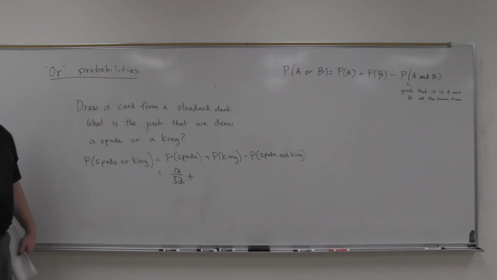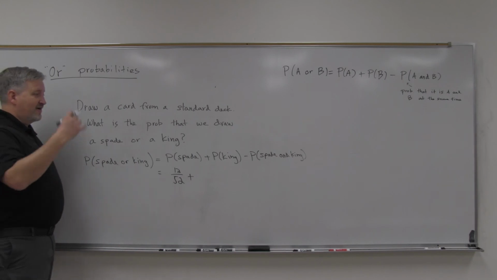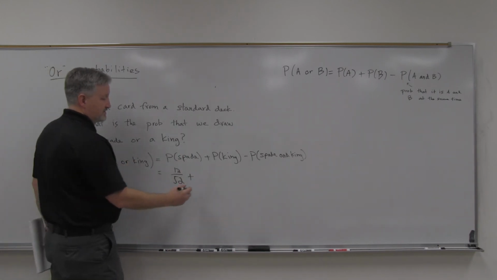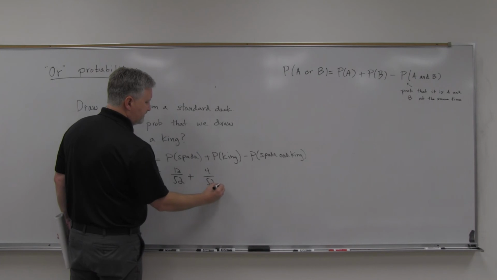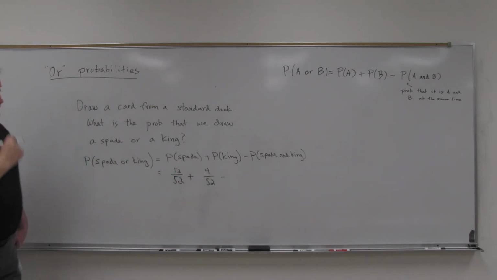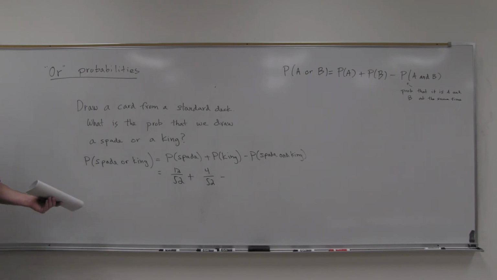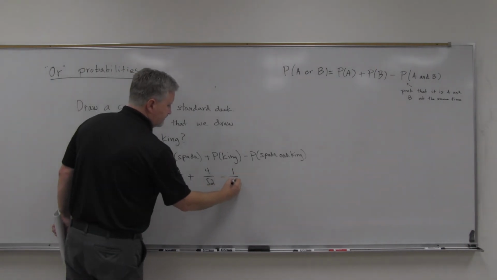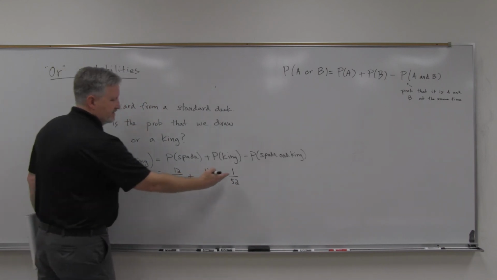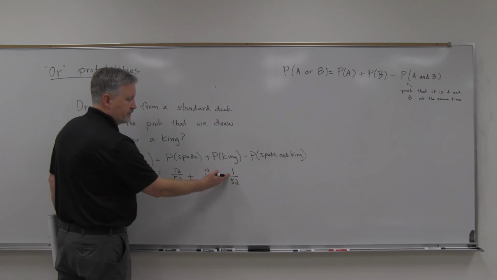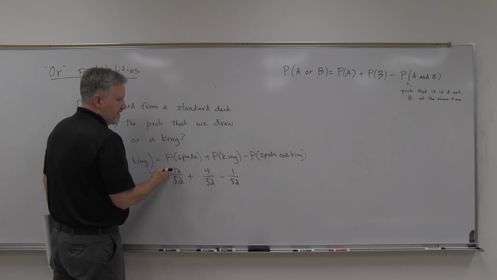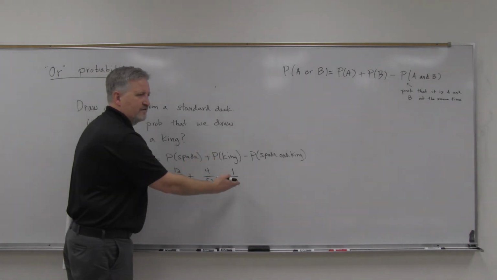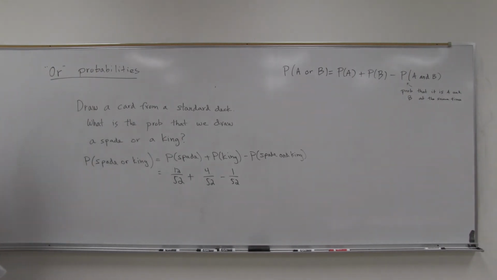Kings, well, there's 1 king in each suit, so you've got a king of hearts, king of diamonds, king of clubs, king of spades, so there's 4 out of 52 for the kings. But we have to subtract off 1. Spade and king, how many are there that are both spade and king at the same time? There's 1 of them, right? So the deal is, you've counted that one twice, because I've counted the king of spades here, and I've counted the king of spades here. So that's why the formula is what it is. You don't want to count it twice.